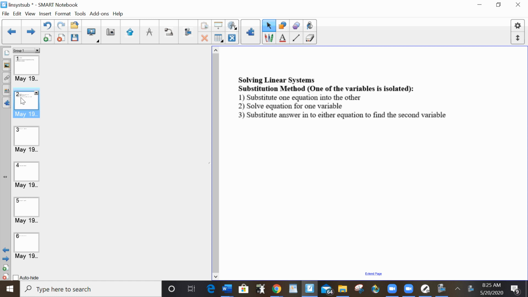We're going to substitute one equation into the other. We're going to solve that equation for one variable, and then we're going to substitute the answer into either equation to find the second variable. So the same last step as we did for the elimination method. And generally, we should do substitution when one of the variables is isolated. When everything's lined up nicely, we want to use the elimination method. And if one of the variables is isolated, that's when it's best to do substitution. But you could do either method for any question as long as it's linear. It's just that one is more work depending on how it's set up.